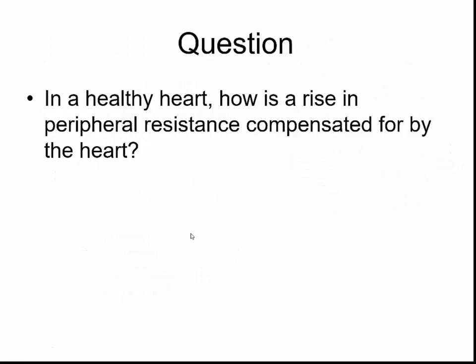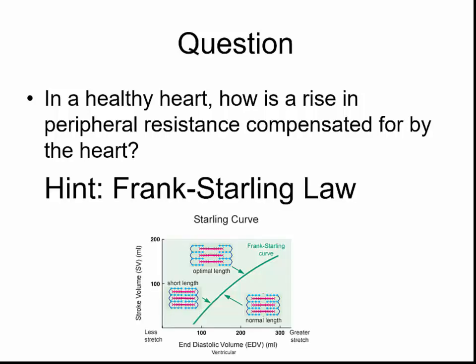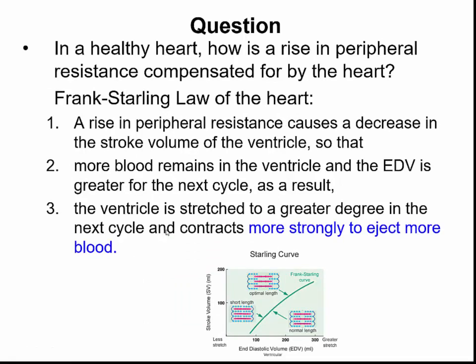Question: in a healthy heart, how is a rise in total peripheral resistance compensated for by the heart? Hint: Frank-Starling law of the heart. And basically, the Frank-Starling law of the heart is going to explain how a rise in total peripheral resistance causes a decrease in stroke volume of the ventricle, so that more blood is going to remain in the ventricle, which is going to cause an increase in end diastolic volume for the next cycle. And as a result, that ventricle is going to be stretched to a greater degree, and in the next cycle, it's going to contract more strongly to eject more blood.